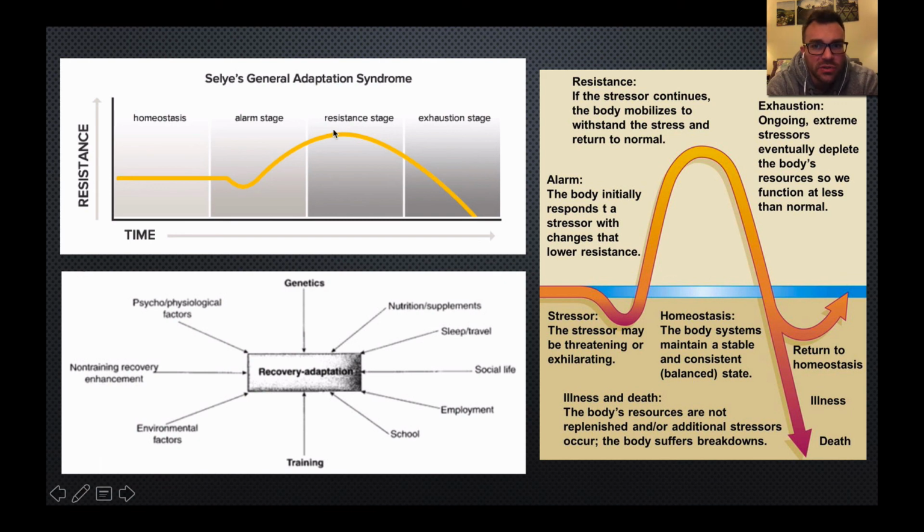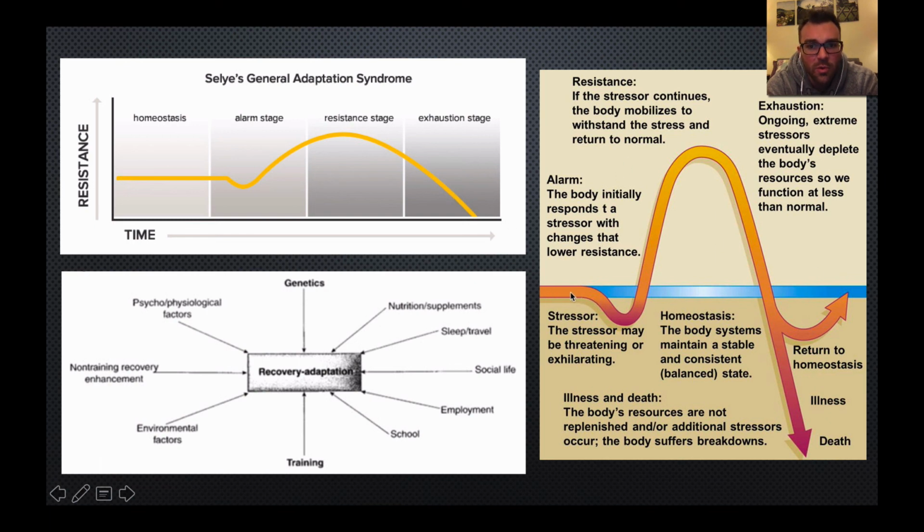Then the body will start to actually fight it. If the stressor continues, the body mobilizes to withstand the stress and return to normal. If it becomes more and more difficult, or the stressor doesn't go away, you end up reaching a stage of exhaustion. So this is all saying the same thing.